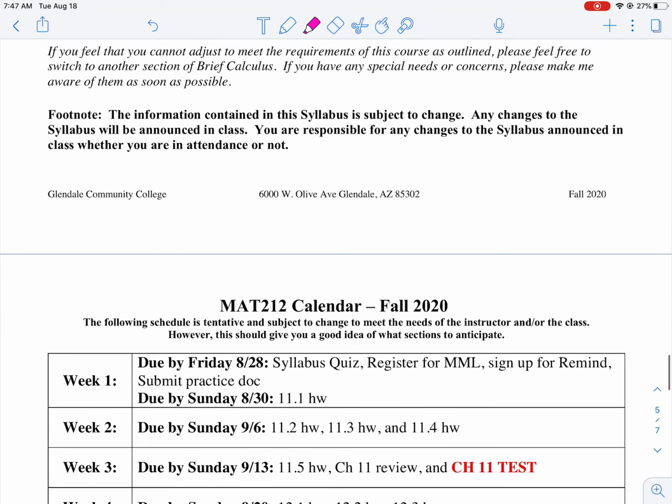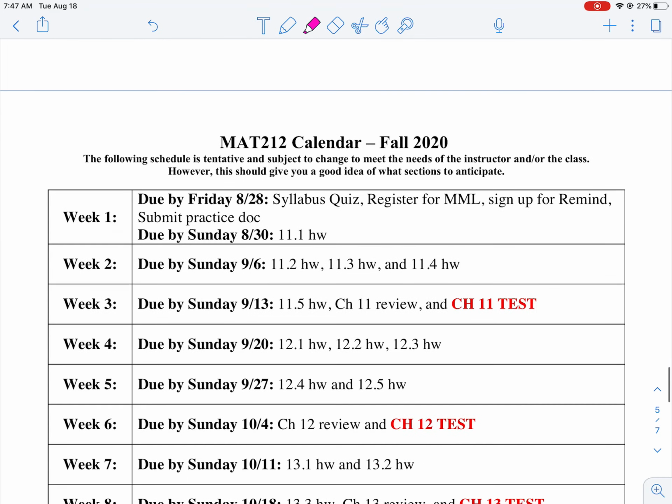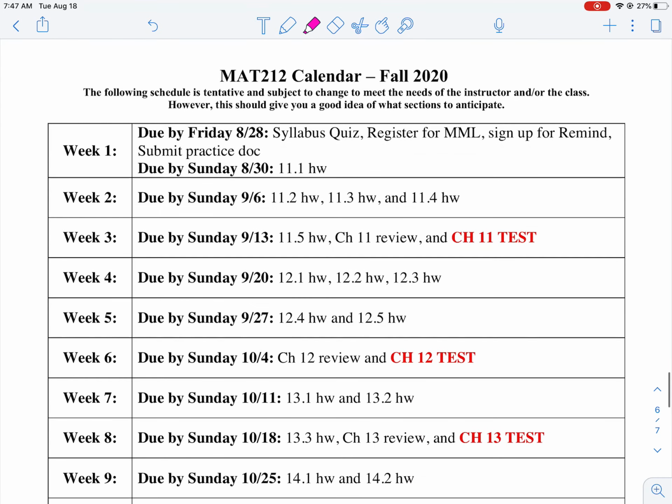Okay? All right, so I know that was a lot of information, but please make sure that you read through that syllabus, that you do those 4 required assignments by Friday of week 1. Remember, that's the syllabus quiz with 100%. That's signing up for MyMathLab. That's signing up for Remind, and that's doing that document, that multi-page document assignment. You can find all of that in the week 1 Getting Started module.